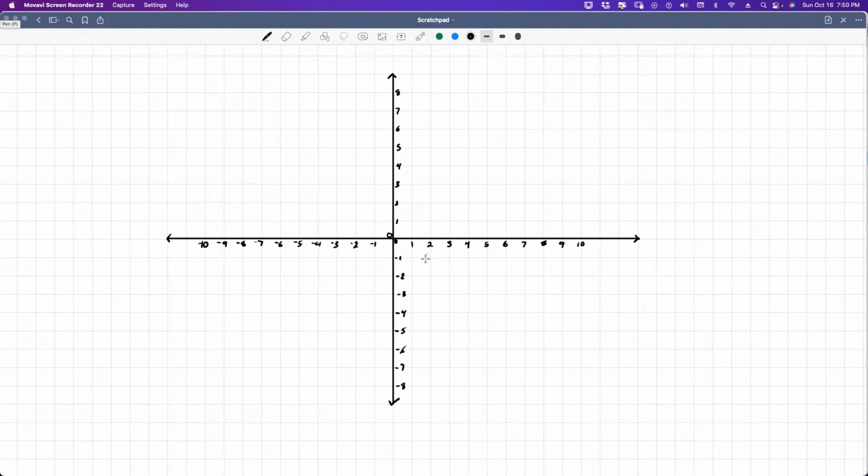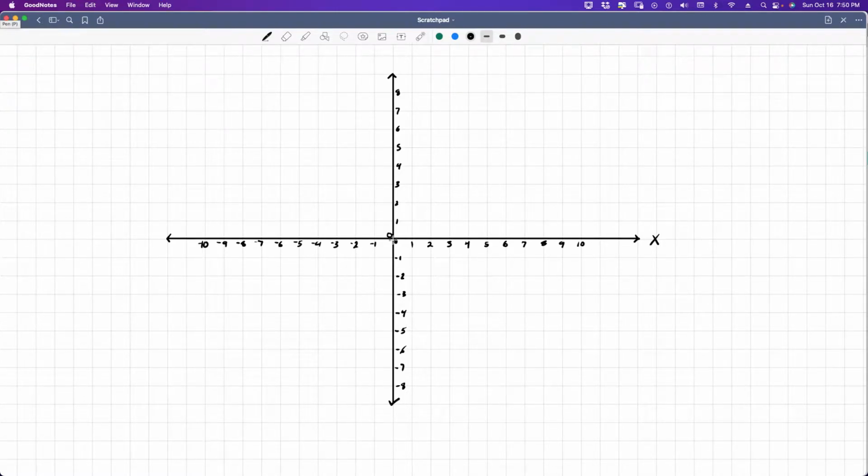Welcome pre-algebra. Today we are in lesson 38 and we're going to talk about rectangular coordinates. So here we've got two number lines. We've got what we are used to seeing, which is the regular horizontal number line. We call that the x-axis.